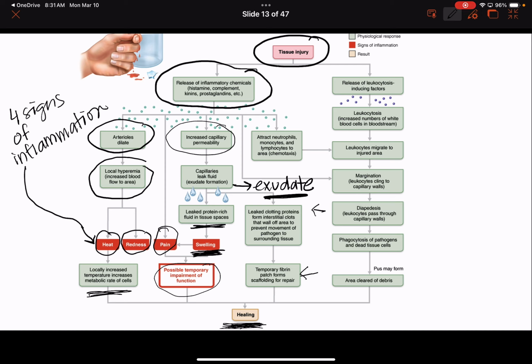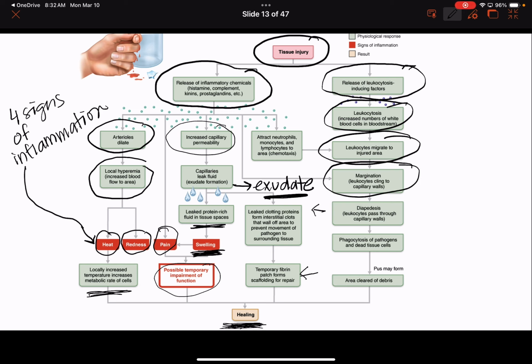So some of the other chemicals that get released during a tissue injury is leukocytosis inducing factor. So basically it's going to attract white blood cells to the area. So you have leukocytosis, increased number of white blood cells in the bloodstream. Leukocytes migrate to that area. They marginate or get stuck to the walls at the site of the injury. They squeeze out of the capillaries at the site of injury. Then once they get into the tissue, they can then do phagocytosis on any pathogens or things that don't belong.